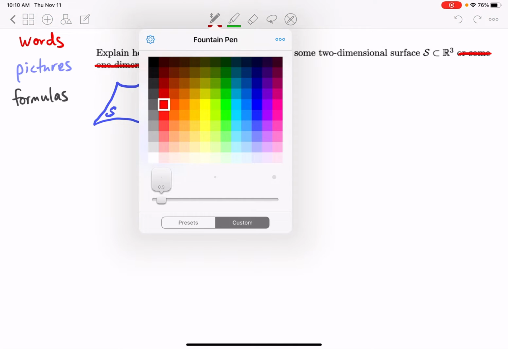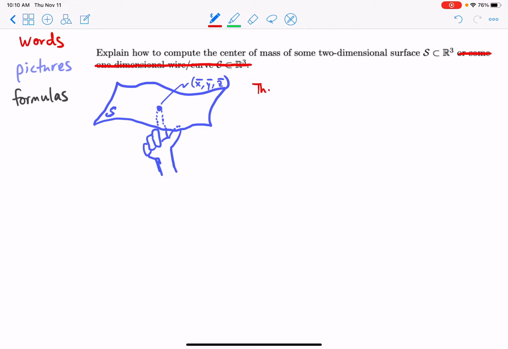Now, let's put that in words. The center of mass is a point, a specific point, usually called x bar, y bar, z bar, with bars. And how do we compute that point?